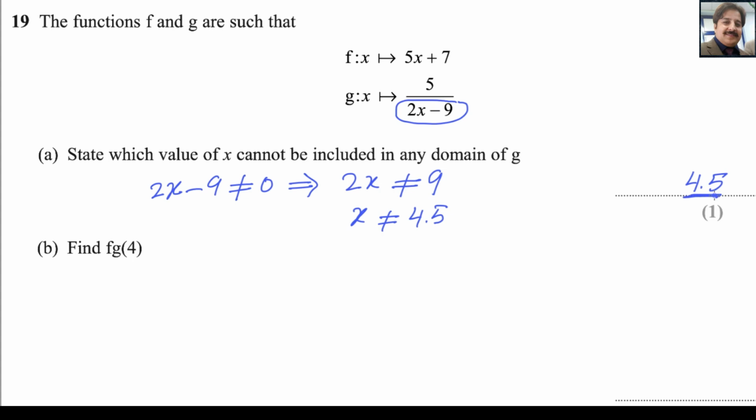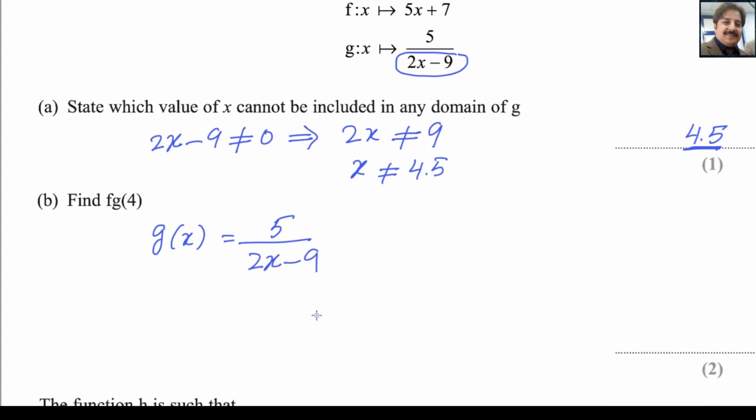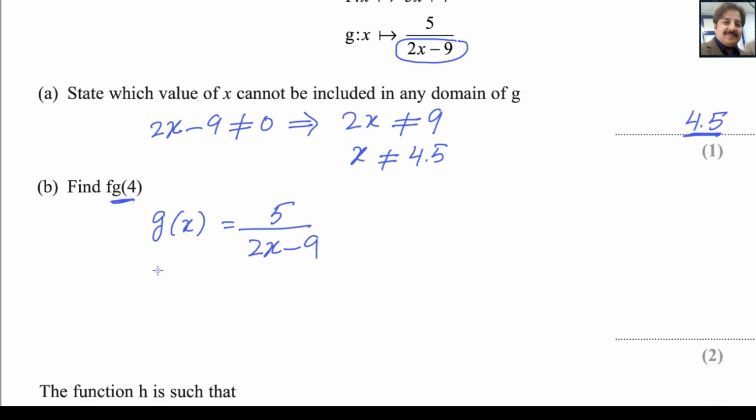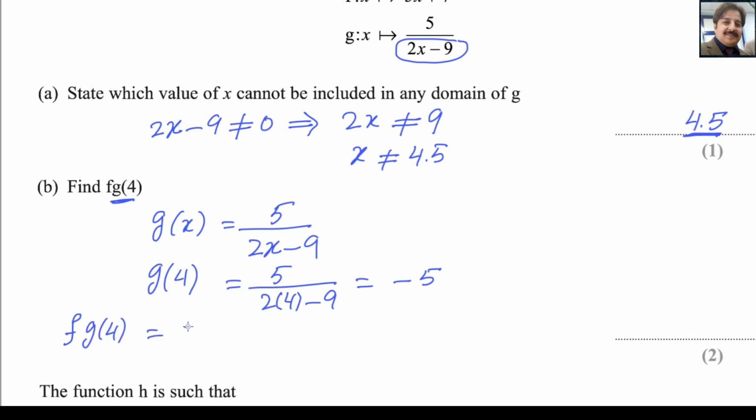Now for the second part, we need to find f of g of 4. To get the answer for g of 4, you should consider g of x. g of x is equal to 5 over 2x minus 9. First of all, you need to find g of 4. g of 4 will be 5 over 2 times 4, substituting x as 4, minus 9, and 8 minus 9 is negative 1, so the answer is negative 5. To get the answer for f of g of 4, better you write it this way: f of g of 4 inside the bracket.